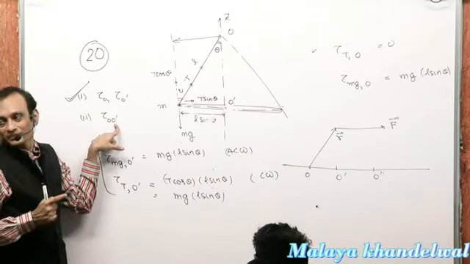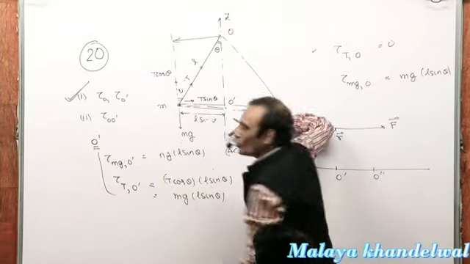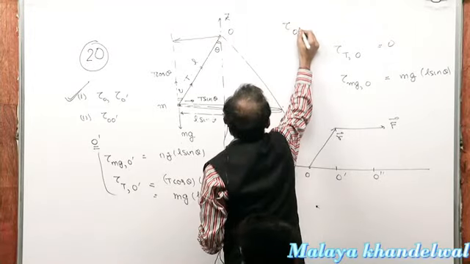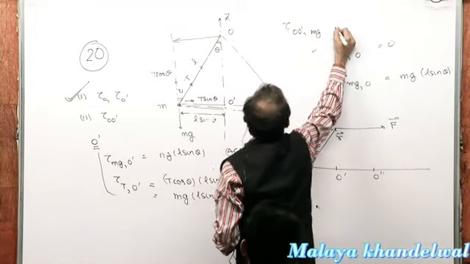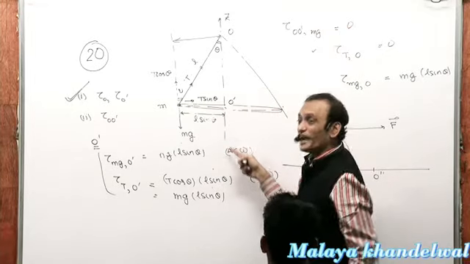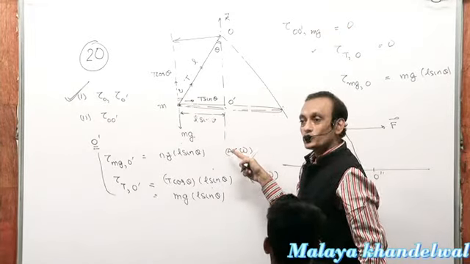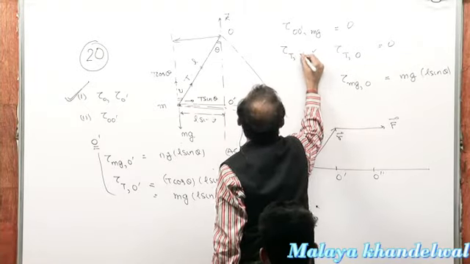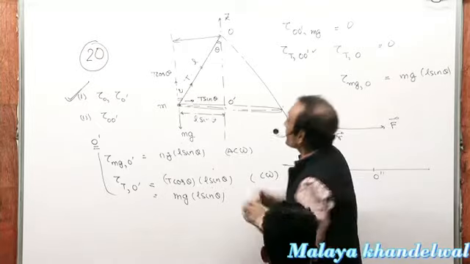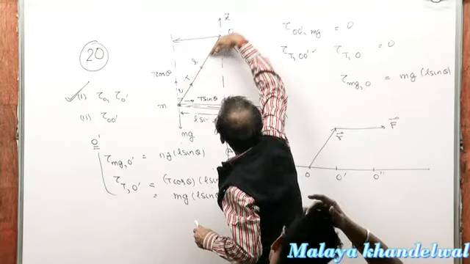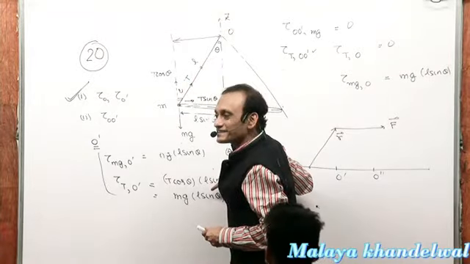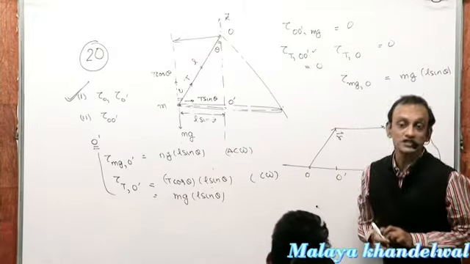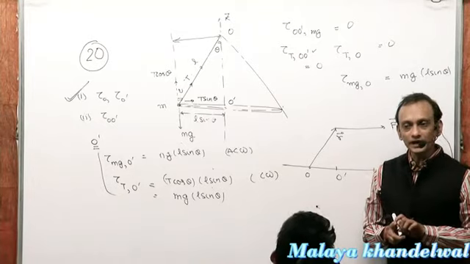About the axis through O prime, the torque because of mg is going to be 0, because mg is parallel to the axis. So it will produce no torque about the axis. Torque because of tension about the axis is also 0, because the line of action of T intersects the axis. A concept that we just studied today, right?